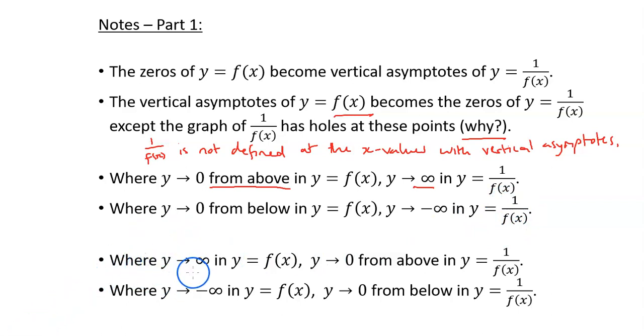And we already saw an example of this, and it's the same kind of thing as with the vertical asymptotes part up here. When y tends towards infinity, so positive infinity, in y equals f of x, that means that y tends towards 0 from above in y equals 1 divided by f of x. Where y tends towards negative infinity in y equals f of x, y tends towards 0 from below in y equals 1 divided by f of x.